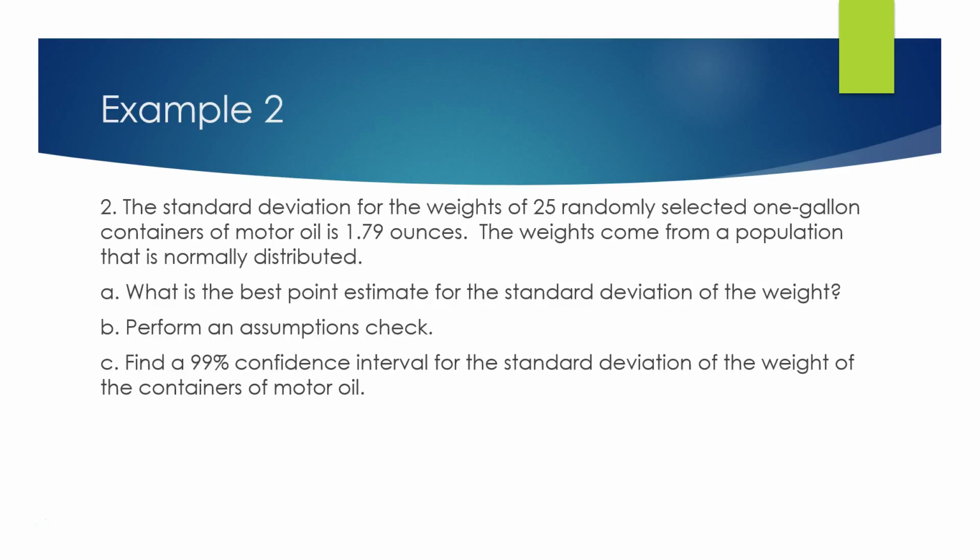So this is example 2. The standard deviation for the weights of 25 randomly selected 1-gallon containers of motor oil is 1.79 ounces. The weights come from a population that is normally distributed. How kind. That's an assumption that we won't have to check now. So A says, what is the best point estimate of the standard deviation? B, perform an assumptions check. And C, find a 99% confidence interval for the standard deviation of the weights.